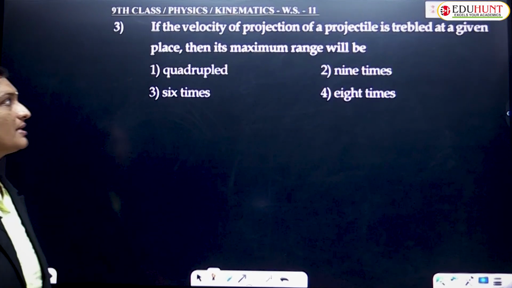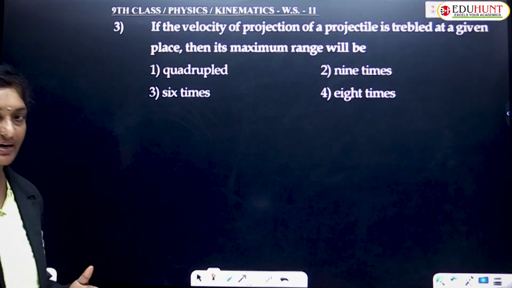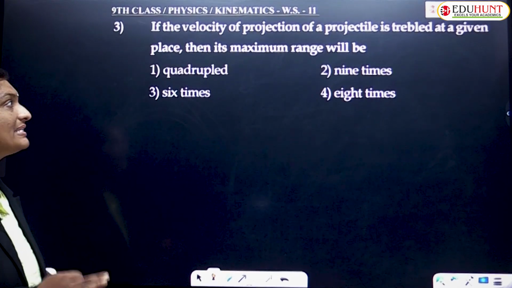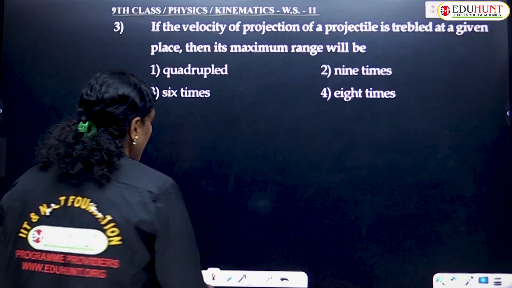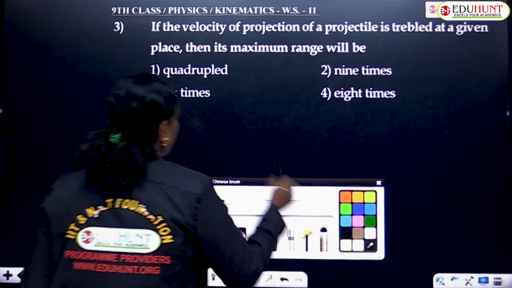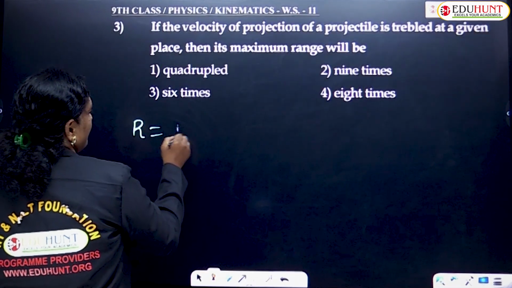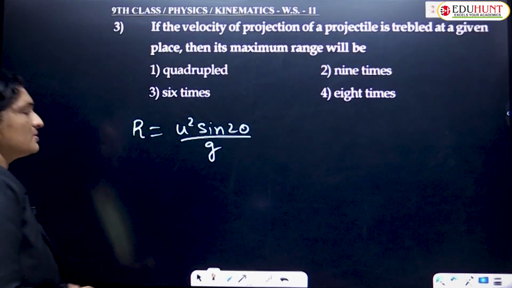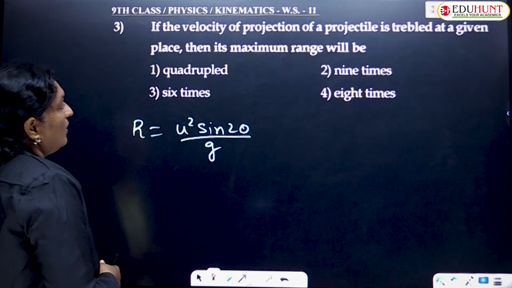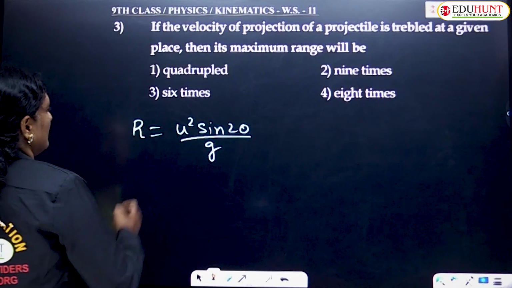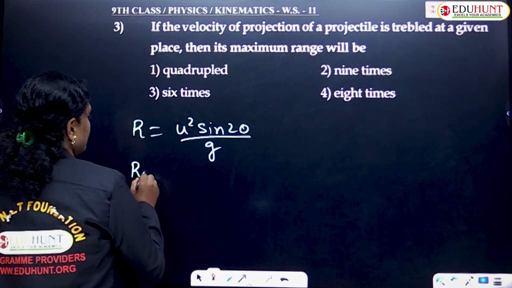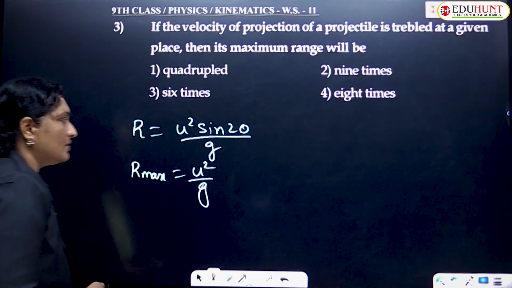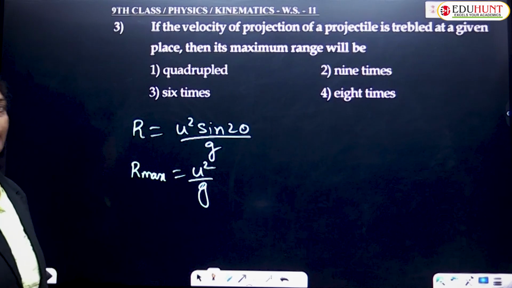If the velocity of projection of a projectile is trebled, means made 3 times, at a given place, then its maximum range will be. First of all, let us write the formula for range. What is the formula for range? U square sine 2 theta by G. Of course, this is the formula for range. Maximum range means R max, simple. R max will be U square by G. Range is U square sine 2 theta by G. Maximum range is U square by G.